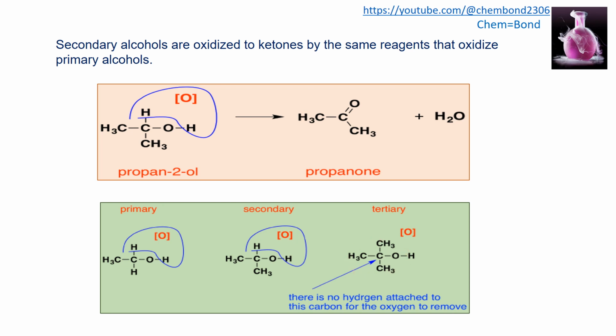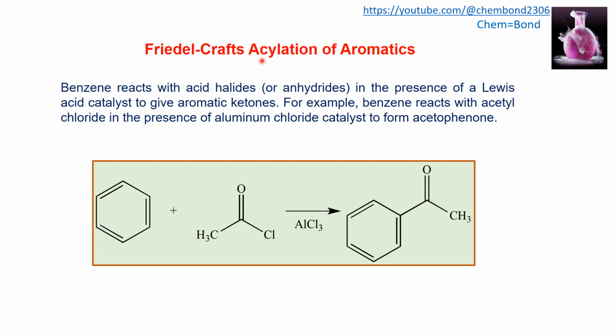Friedel-Crafts acylation of aromatic compounds. Benzene, when reacted with acid halide or anhydride in the presence of a Lewis acid catalyst, will produce aromatic ketones. In this case, benzene will react with acetyl chloride in the presence of aluminum chloride and produce acetophenone. The mechanism of this reaction is very simple.